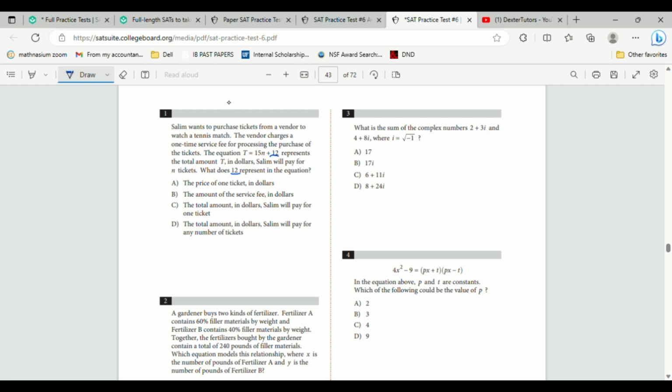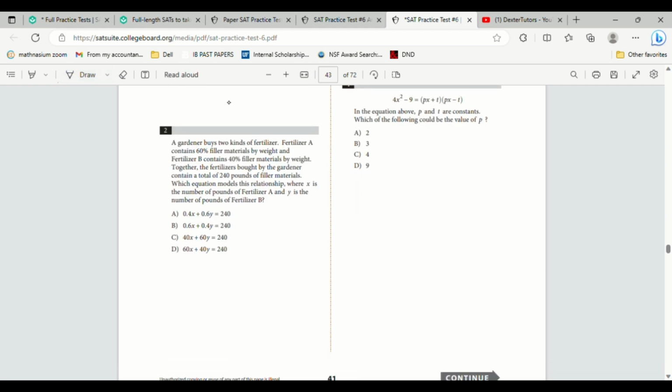So for example, it is not D or C, because the total amount is represented by T, capital T, and this plus 12 is the one-time service fee, as in any constant. In any equation, the constant is that service fee or that initial payment. And so 1 is B.